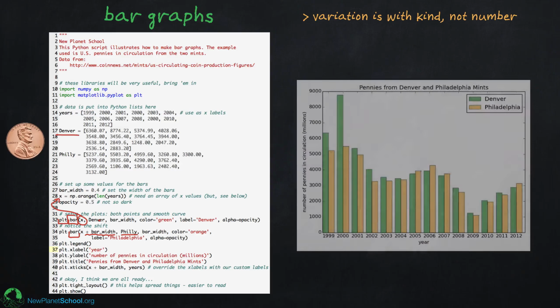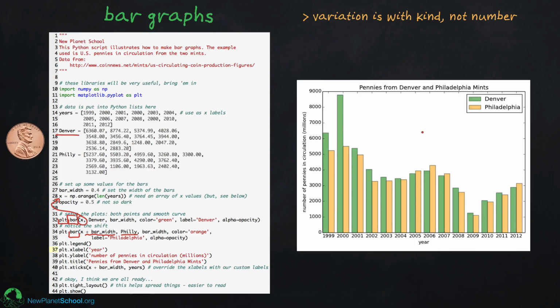So let's take a look at that. Here's what that plot looks like. So you can see I have nice titles, X labels and Y labels. I have a nice legend over here. And here's my bar graph. And you can see I have the years on the bottom, and I have the bars right next to each other. The green ones are Denver, and the orange ones are Philadelphia.